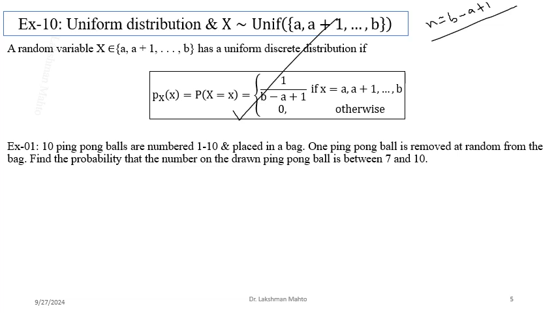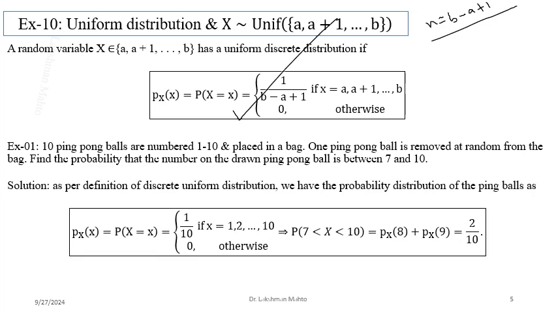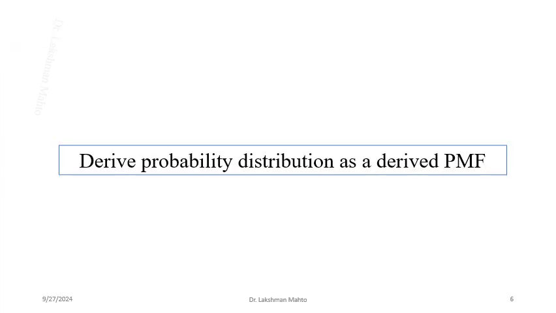Between 7 to 10. What does it mean between 7 to 10? It means 8 and 9. What is the probability of 8? 1 by 10. What is the probability of 9? So what is the desired probability? 2 by 10. So when you say that the number is between 7 to 10, that means you are not including 7, also you are not including 10. So a strict inequality is coming. So probability of 8 plus probability of 9 is 2 by 10. This is the result. Simple result. Okay. Uniform distribution. Any question till now?